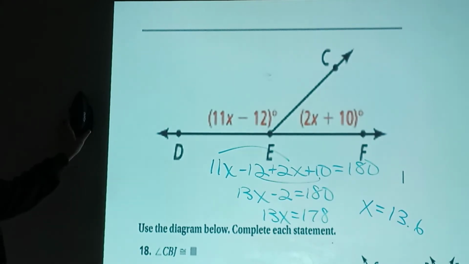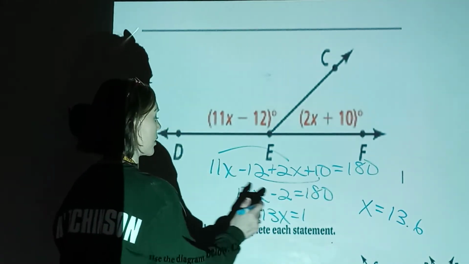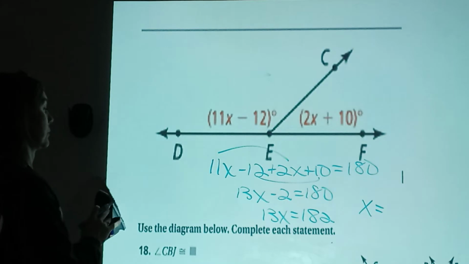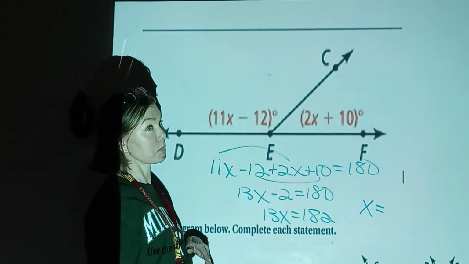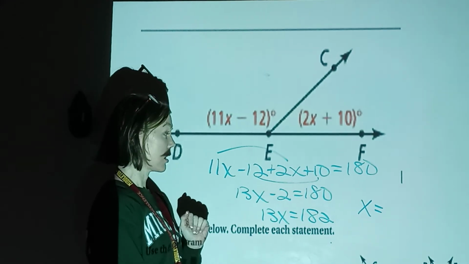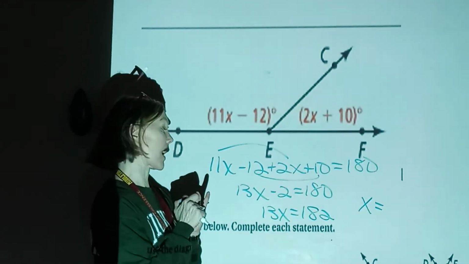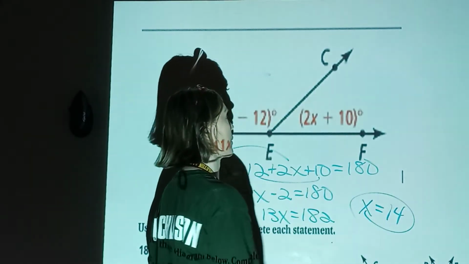What did Miss Hutchinson do wrong? I'm supposed to add 2 to both sides, you guys. I knew you were on something. Hey, real life. I'm an imperfect person. Here we go. So we add 2 to both sides. So 182 divided by 13 is 14. Solid 14.